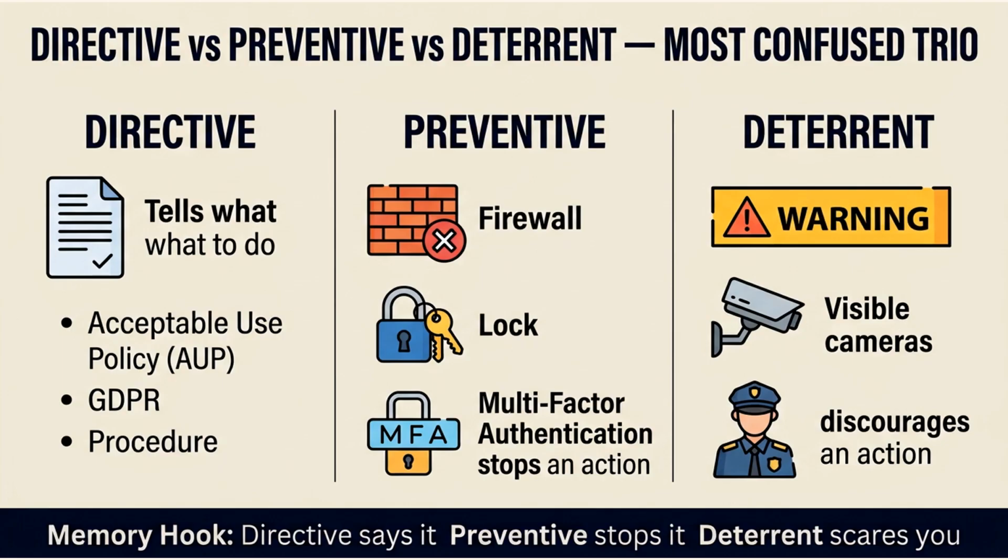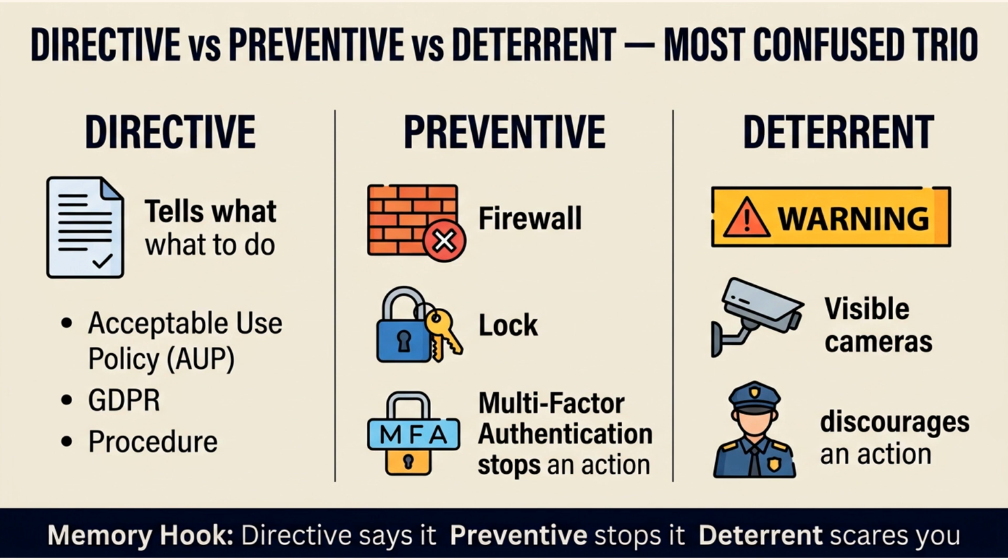Let's clear up the most confused trio on the exam. Directive versus deterrent versus preventive. This is a guaranteed trap. Directive tells people what to do. It's the rule itself. Acceptable use policy, GDPR, procedure.